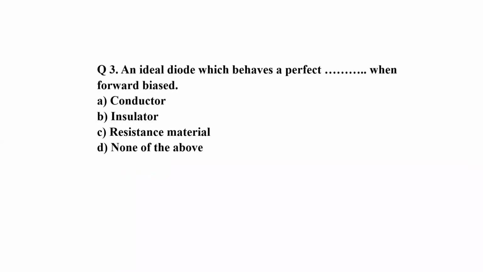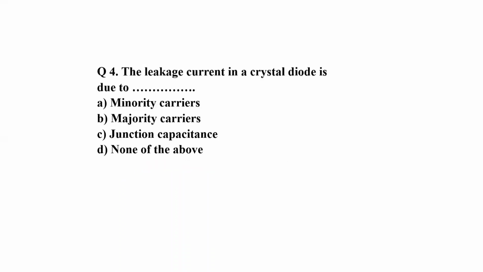The next question: an ideal diode behaves as a perfect blank when the diode is in forward bias condition. The options are conductor, insulator, resistance, material, and none of the above. We know that the ideal diode behaves as a perfect conductor when it is forward biased, because we are familiar that when there is a flow of current, the diode must be in the conducting state. That's why the answer is conductor.